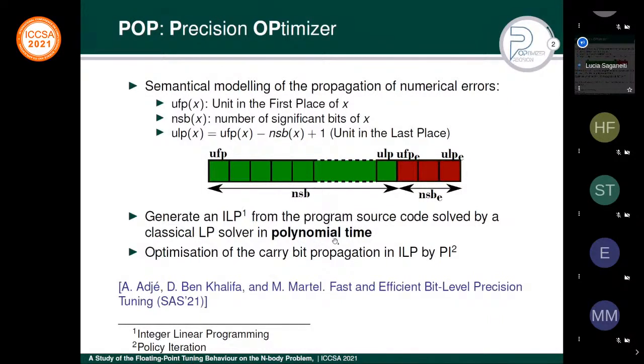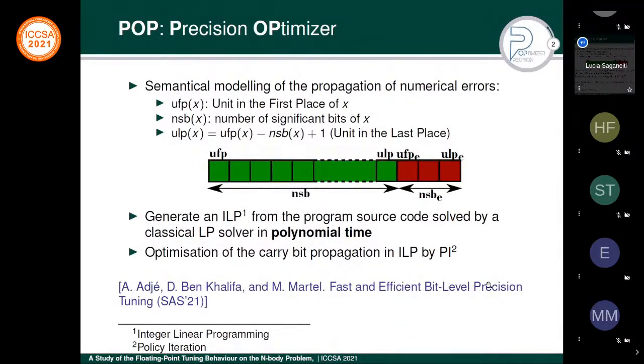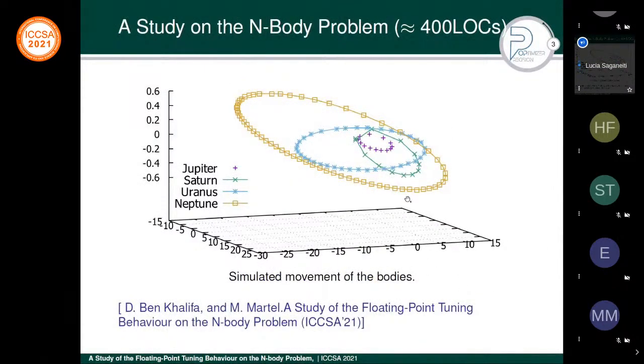And the second originality of our work is that we go further to propose an optimization of this ILP formulation by using the policy iteration technique. So for further information about the technique embodied in POP, we refer the audience to our paper, Fast and Efficient Bit-Level Precision Tuning. However, the main focus of this presentation is to evaluate the performance of POP on the N-body problem, which is a code of approximately 400 lines of code.